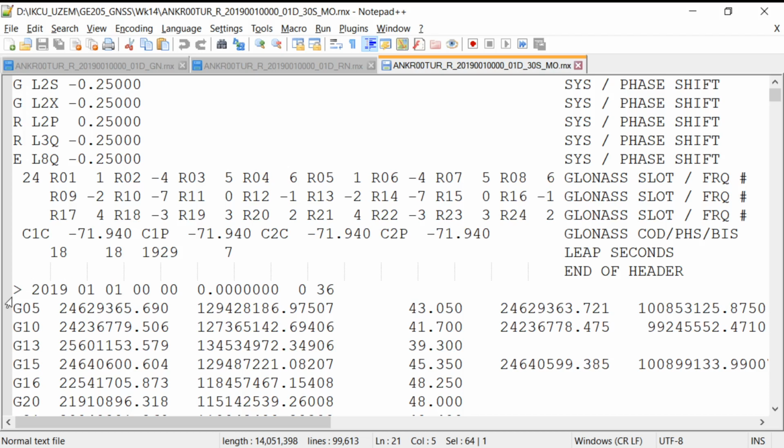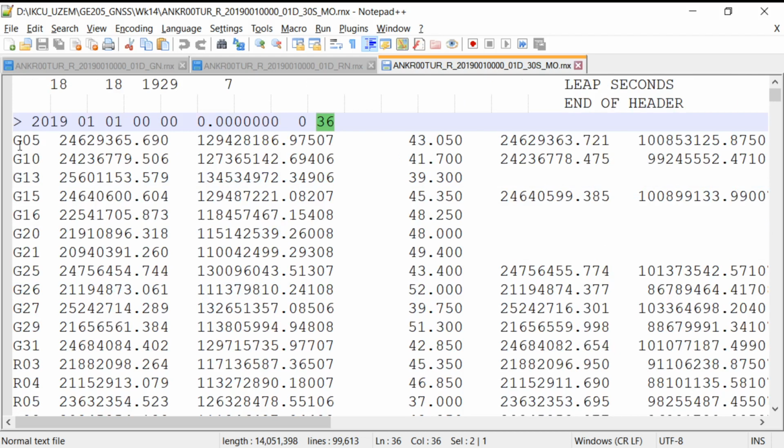So let's describe briefly what these lines are, at least for the first observation block. The first observation was taken at 1st of January at midnight, this denotes, and there are 36 satellites observed. So be aware, 36 satellites. G means the GPS system.